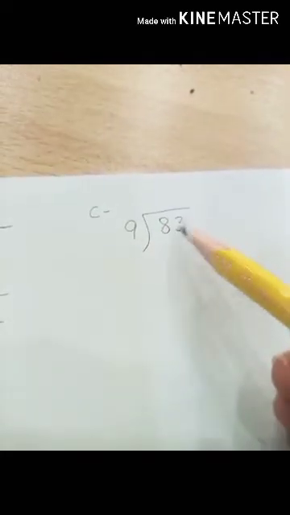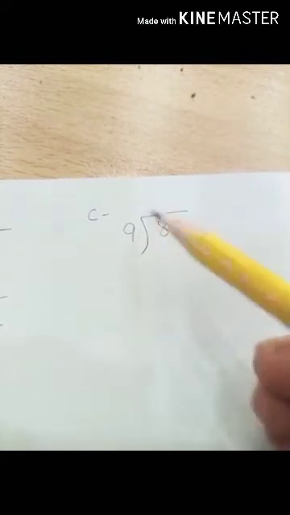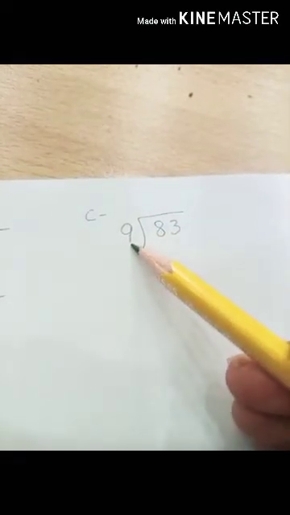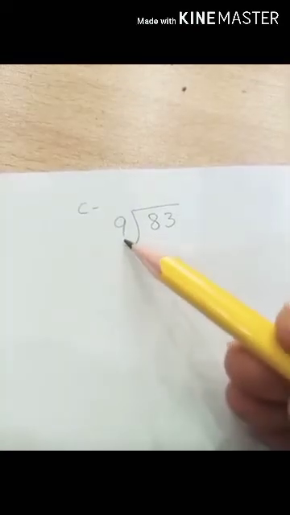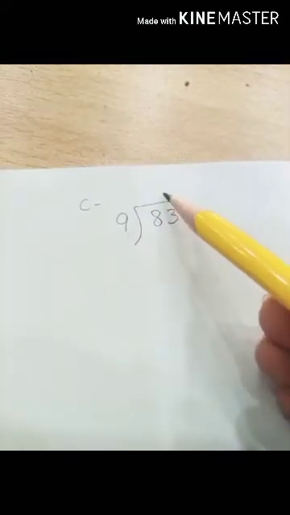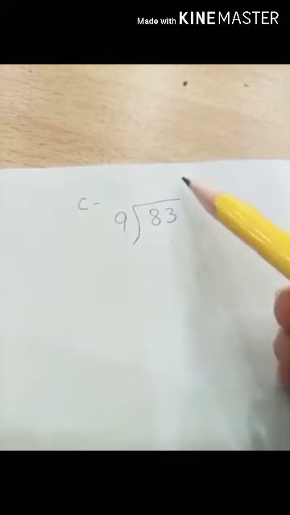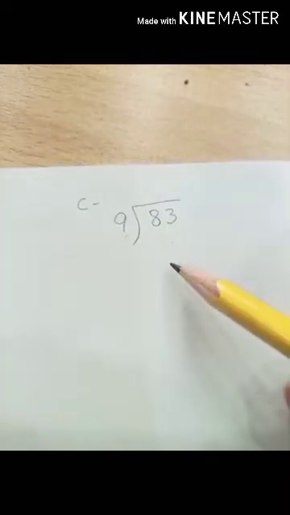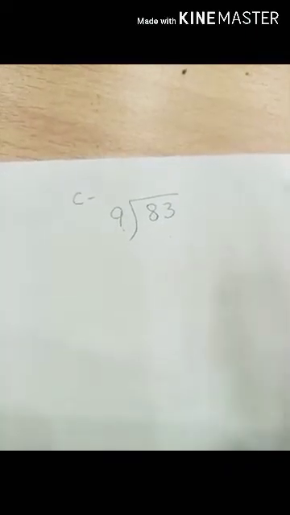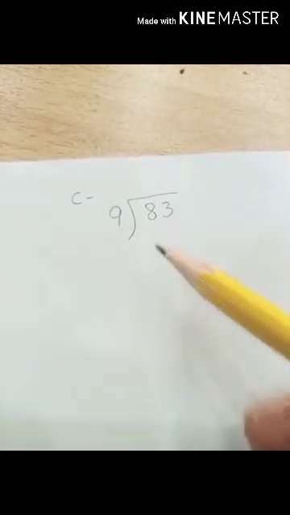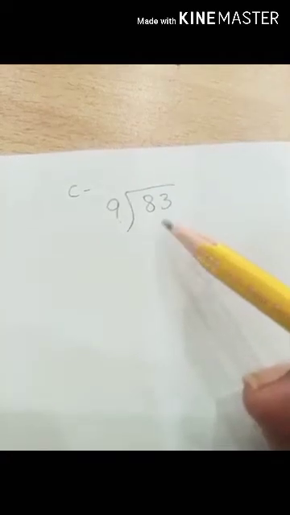Students, here we are dividing the number 83 by the number 9. So read the table of 9 now. So students, look at this. This number is very big. So what will be the quotient here? 9 7s are 63. That is quite smaller than this. And 9 8s are 72. That is also smaller than this.